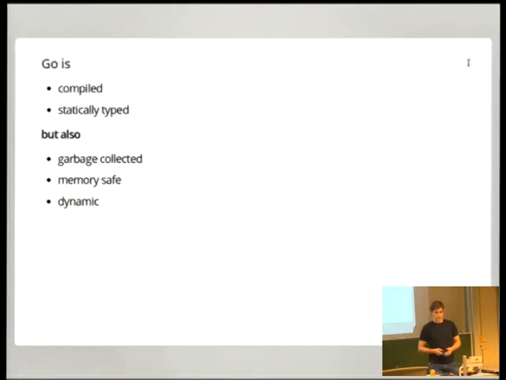Maybe I should introduce Go a little bit for the people who might not know it. It's a compiled, statically typed language, so you expect it to be quite fast, but at the same time you get garbage collection, memory safety, and some dynamic features. So it's somewhere in between scripting and, say, C++.